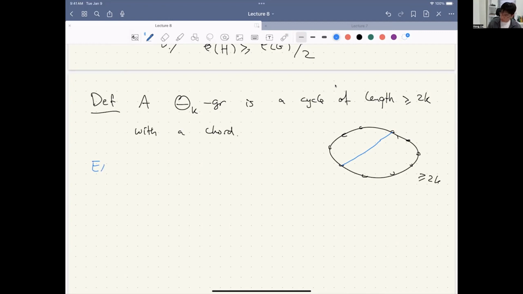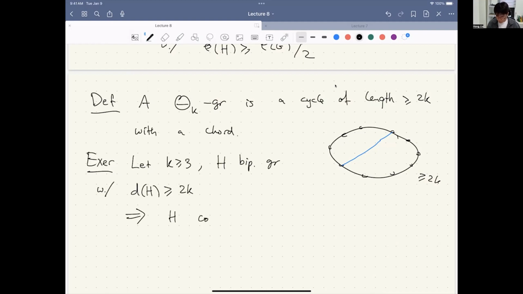Exercise. It's not hard to prove. Prove that for every k at least 3, if you have a graph H that's a bipartite graph with average degree at least 2k, then H contains a theta-k graph. Right? Whenever a bipartite graph has average degree at least 2k, we will find theta-k as a subgraph.